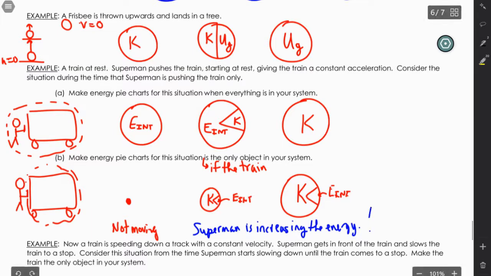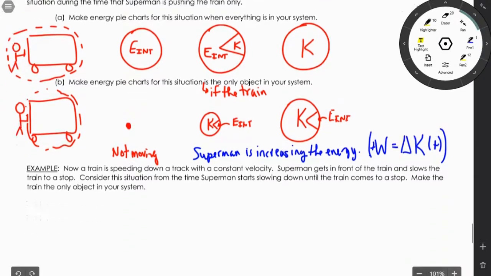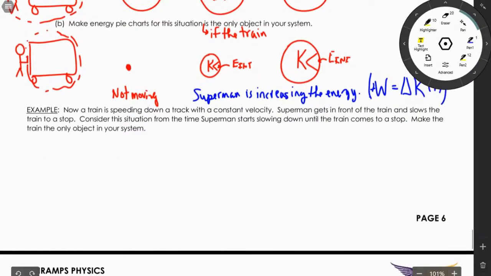And if you remember, if Superman does work, it changes the kinetic energy. He's doing positive work, which means our delta K ends up being positive as well, right? The next example: what happens now if Superman decides to stop a train? This is a runaway train going down the track. So now the train is speeding down the track with a constant velocity. Superman gets in front of the train and slows the train to a stop.